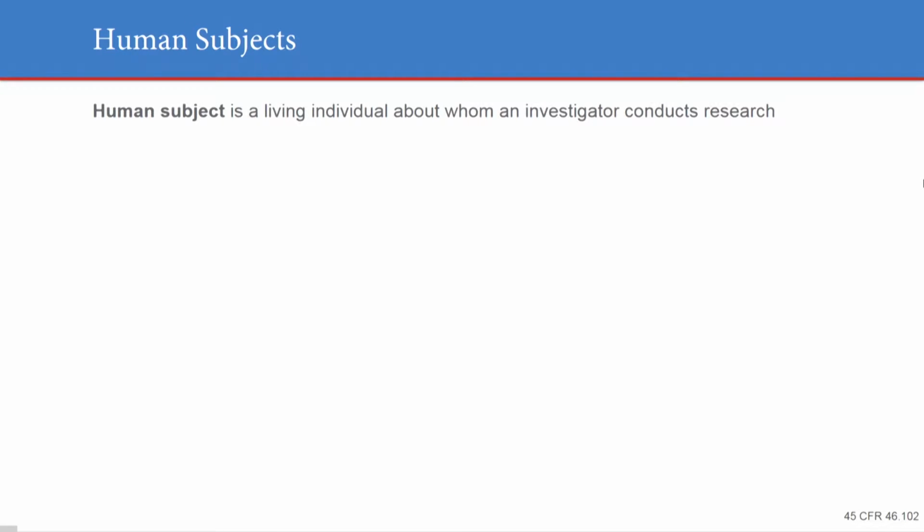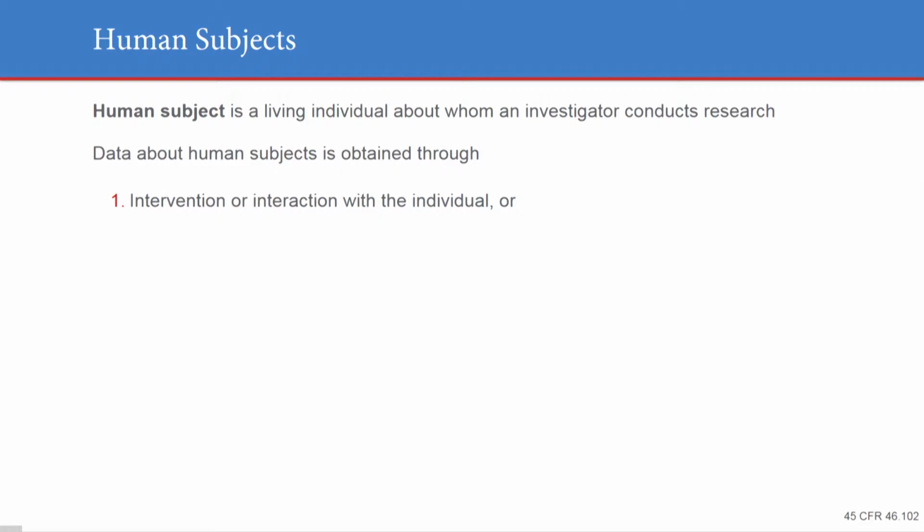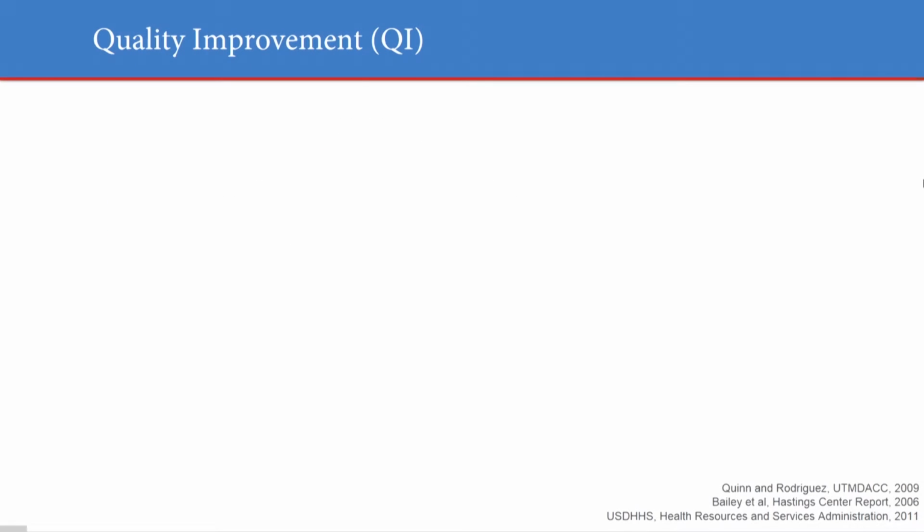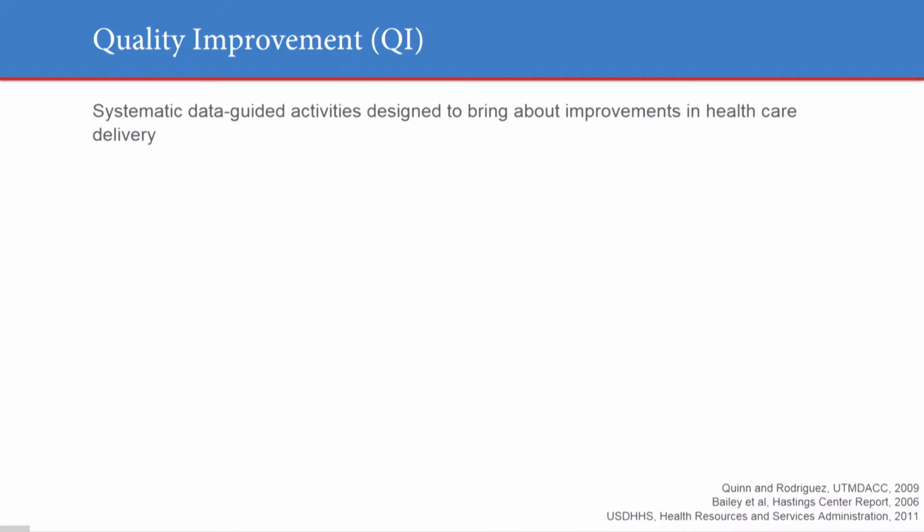Human subjects is a living individual about whom an investigator conducts research and gathers data about human subjects, which is obtained through the intervention or interaction with the individual or identifiable private information. Quality improvement, on the other hand, is different than research. Quality improvement, or QI, refers to the systematic, data-guided activities designed to bring about improvements in healthcare delivery.